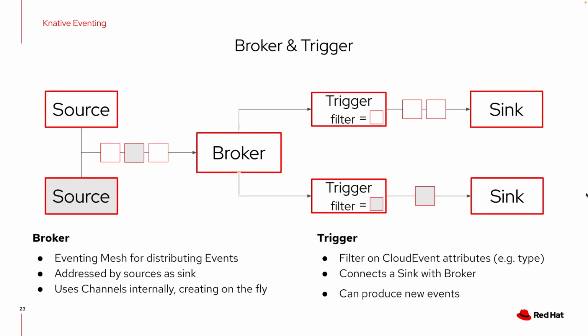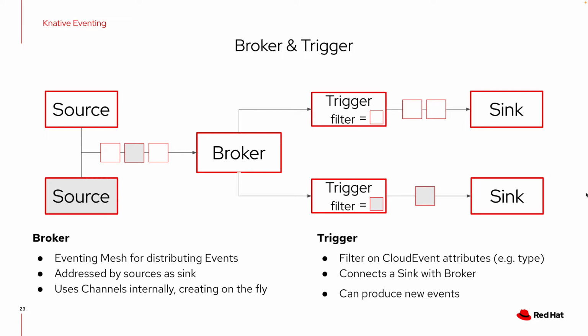And then we have broker and trigger. Broker and trigger provide kind of an event mesh model. Brokers are also custom resources that define a central location to send events for delivery. It's very similar to channels. There's a difference because you don't have subscriptions, you have triggers.